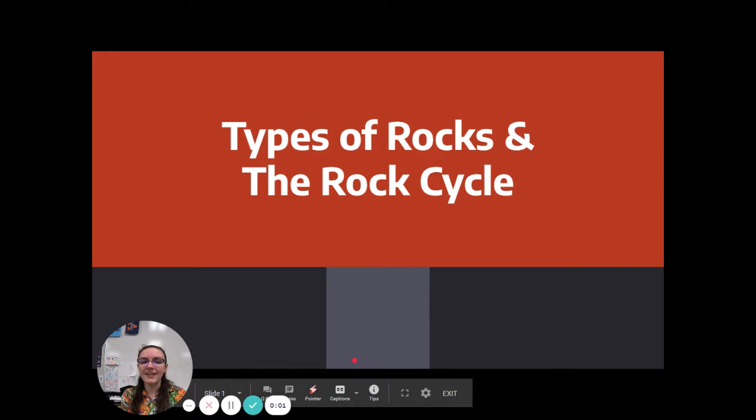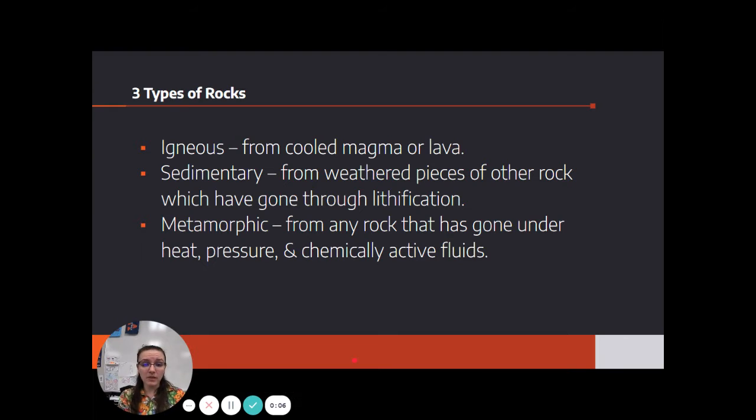Hello, today we are going to be talking about different types of rocks and the rock cycle. So we've talked about these before, but there are three main kinds of rocks. There are igneous rocks that form from cooled magma or lava, sedimentary rocks that form from weathered pieces of other rock that have been compressed into those layers through a process called lithification, and metamorphic rocks, which form from any kind of rock, igneous, sedimentary, or metamorphic, going through a change caused by heat, pressure, or sometimes some chemically active fluids.